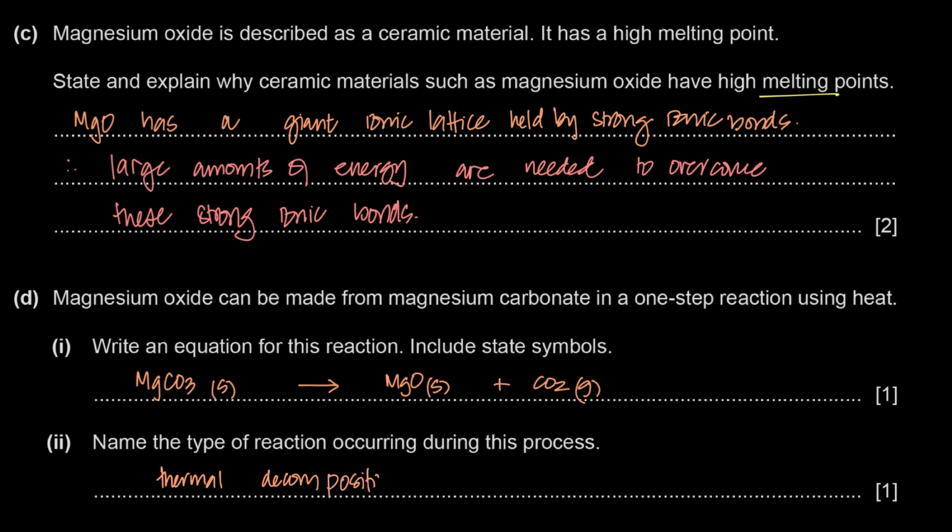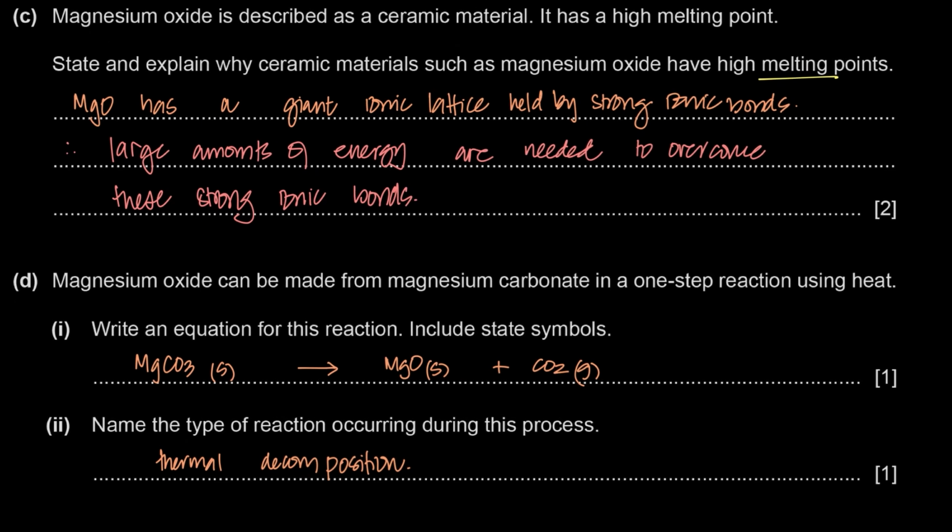Now, one thing that is not asked here but you should keep in mind is that the ease at which the group 2 carbonates decompose decreases down the group, meaning they become harder to decompose, which means they are more thermally stable. It is harder to decompose barium carbonate than it is to decompose magnesium carbonate. That's something that you guys keep in mind.